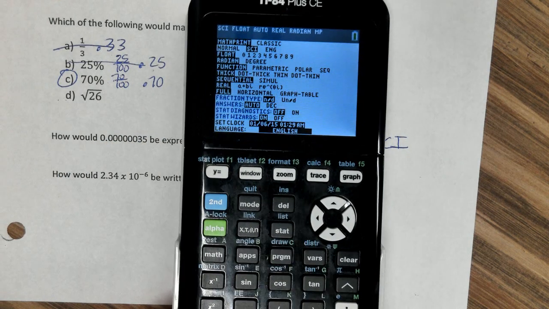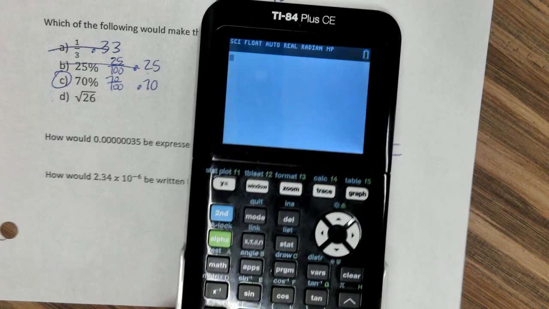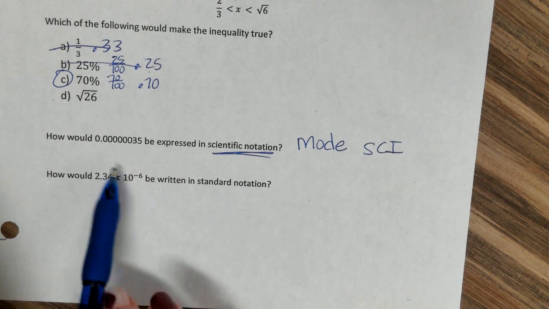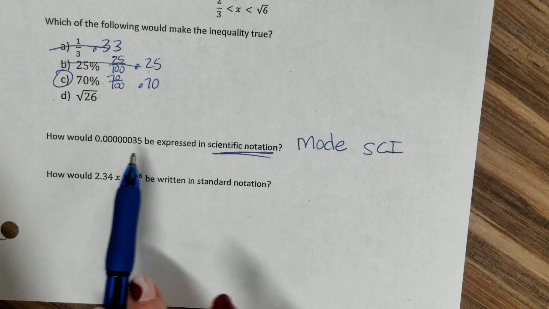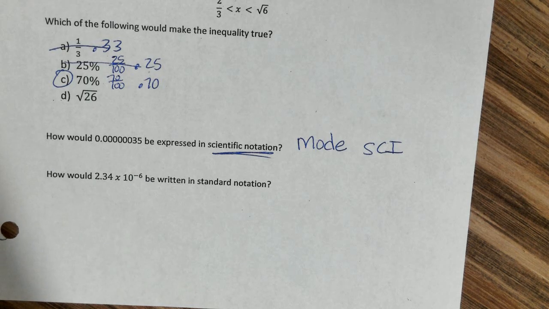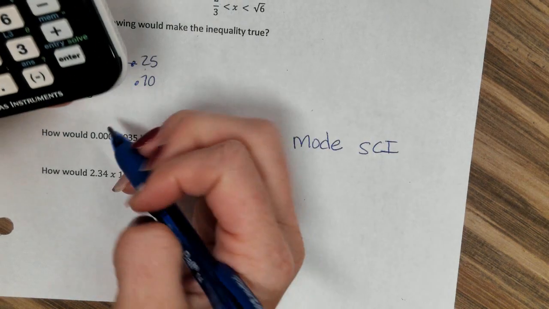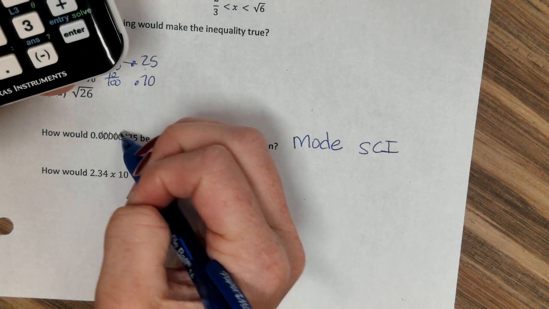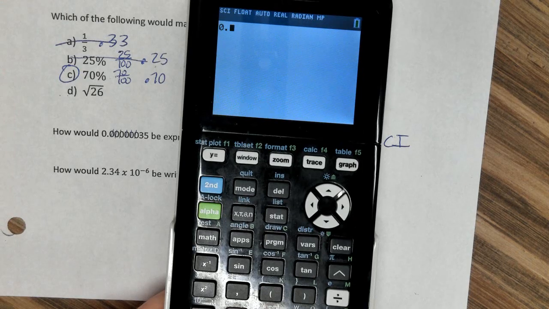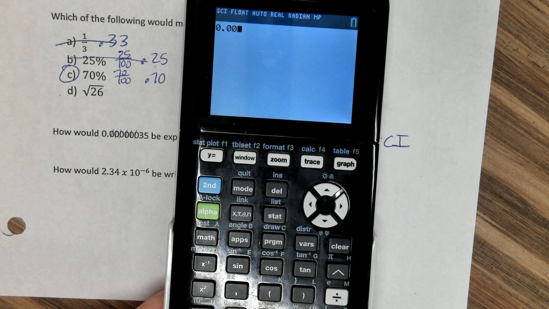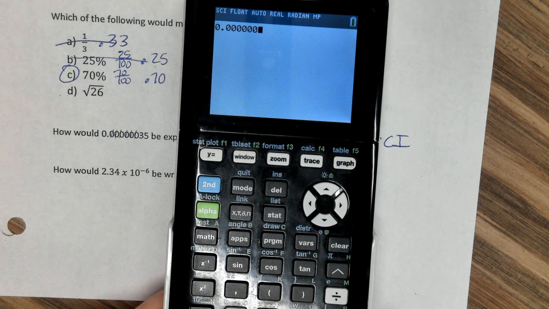SCI is black. Then go to your home screen just by hitting clear. And all you're going to do is type this number in, and then it's going to give you the answer in scientific notation. So I'm going to type in 0 point, and I got to go count these zeros. 1, 2, 3, 4, 5, 6 zeros. So 0 point and then 6 zeros. 1, 2, 3, 4, 5, 6, and then 3, 5.